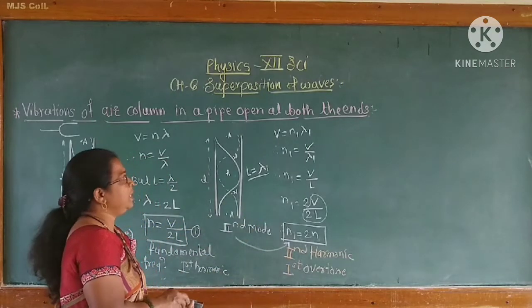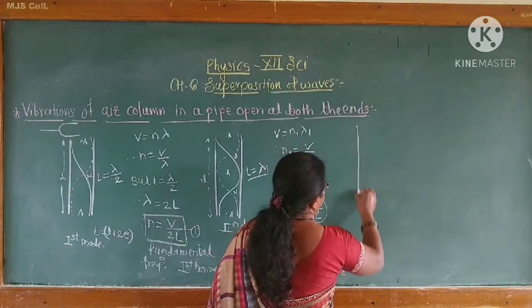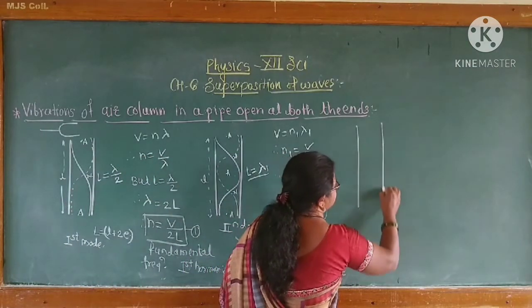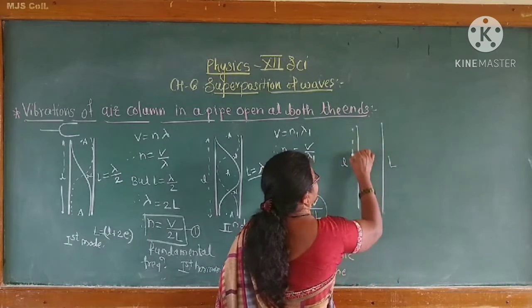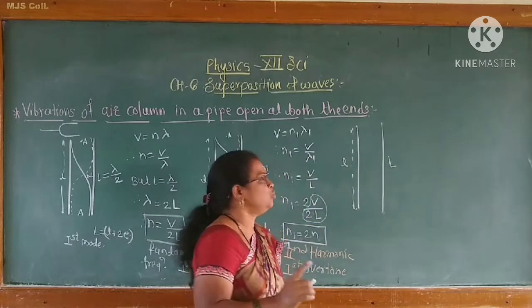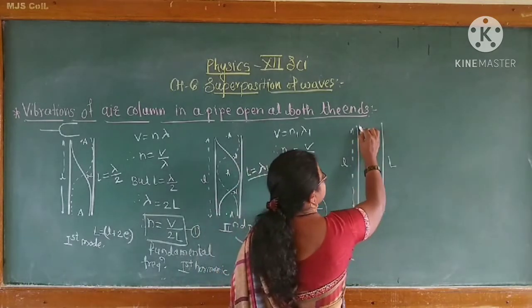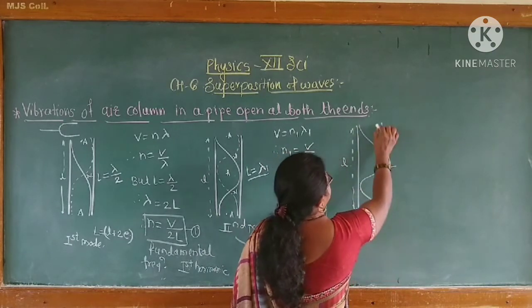Now thirdly, in the third mode, consider this length is constant. That means this is small l, this is capital L, since capital L is equal to small l plus 2 into e. Now in this case, there is the formation of nodes and antinodes in this way.